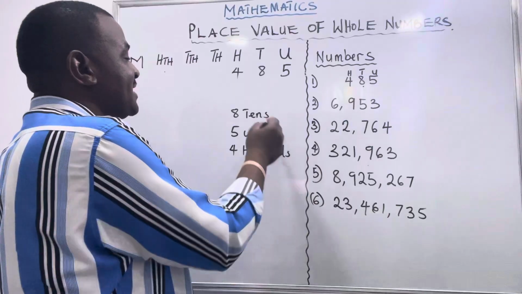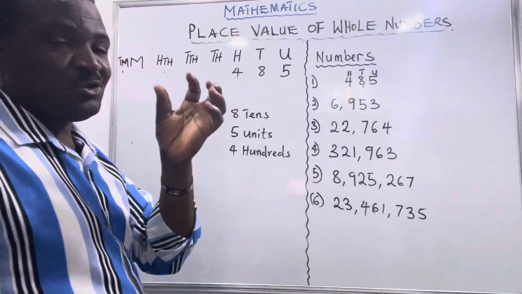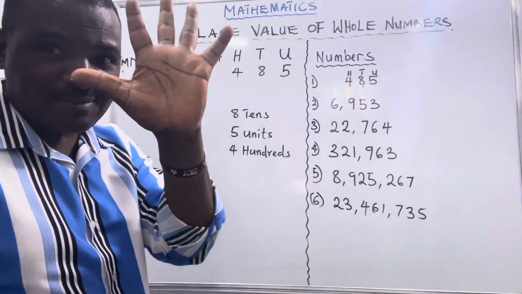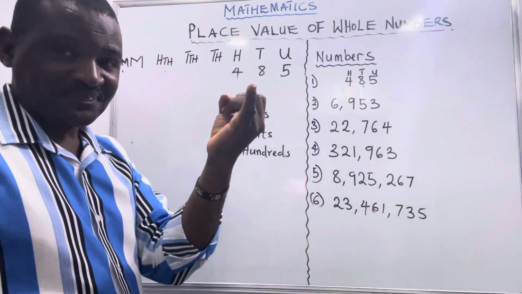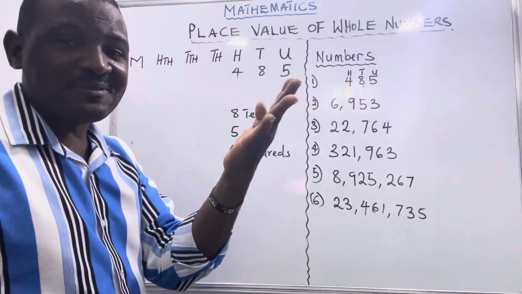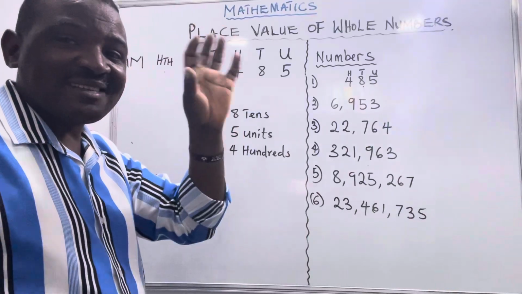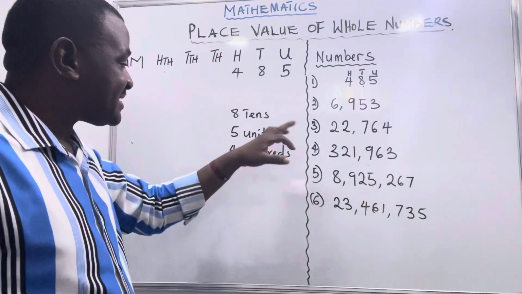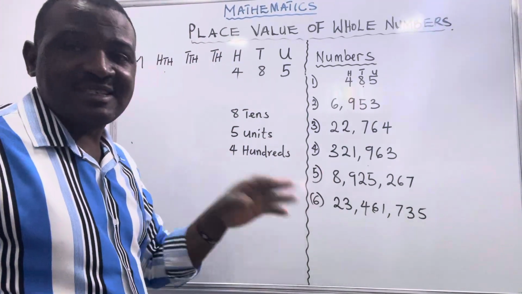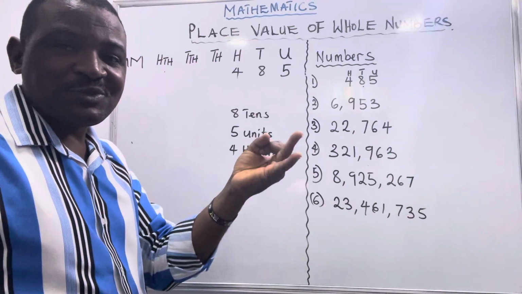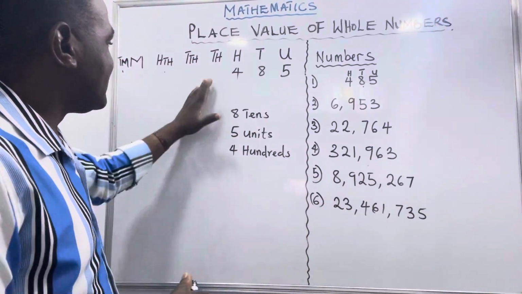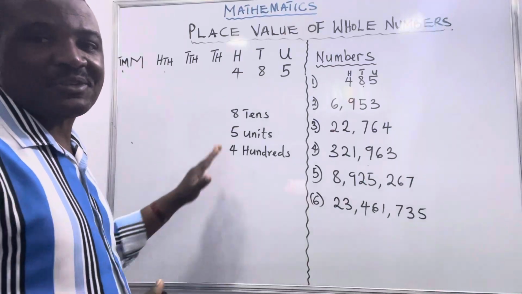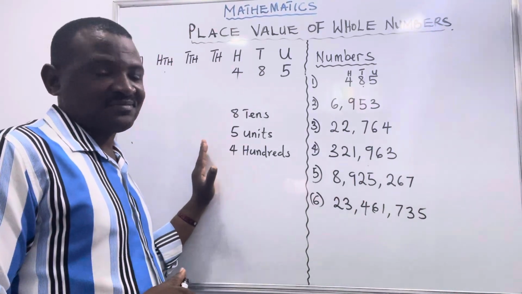Don't forget to put this S. Why? Because 5 units, 1, 2, 3, 4, 5, plural. 8 tens: 10, 20, 30, 40, 50, 60, 70, 80, that is 8 tens. Then 400s: 100, 200, 300, 400. That's why you normally put S. You get it, right? Now, this is the place value for each of these digits.